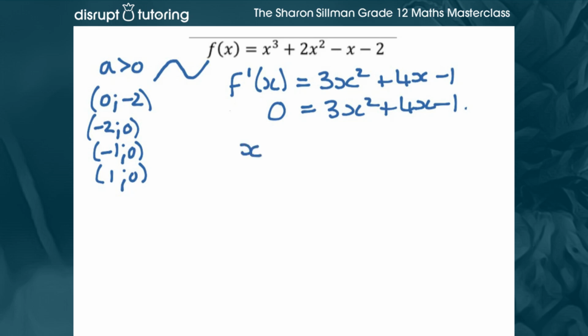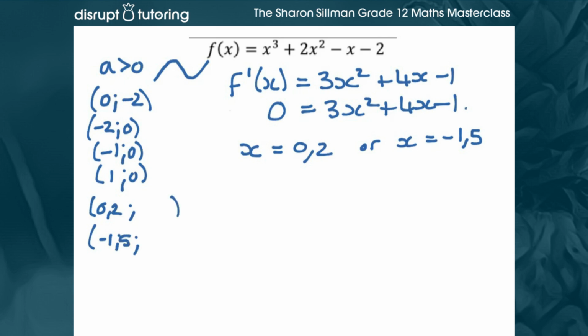I'm just going to give you the solutions. X is 0,2 or x is negative 1,5. I need the y coordinates. These are my x coordinates of the turning points, but I need to find my corresponding y coordinates. To do that, I need to put each one back into the original function. Remember, that is where the coordinate lies, on the original function.